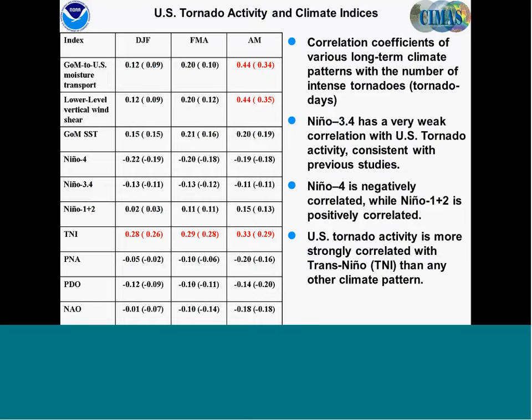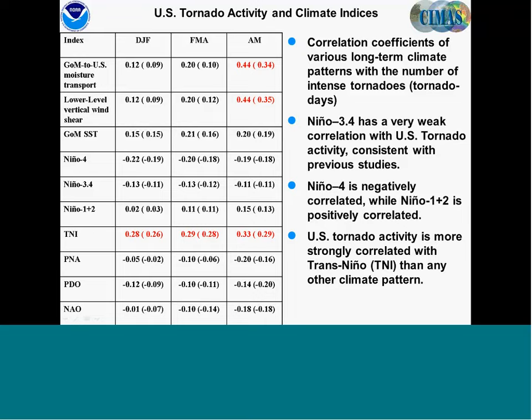All right, so the first thing we tried was a linear correlation between the tornado activity and various climate indices. For instance, the moisture transport from the Gulf of Mexico to the U.S. is highly correlated with the tornado activity. And the low-level vertical wind shear east of the Rockies is also strongly and significantly correlated with the tornado activity. However, if you look at all these climate indices below this point, none of these climate indices are strongly correlated with the tornado activity.